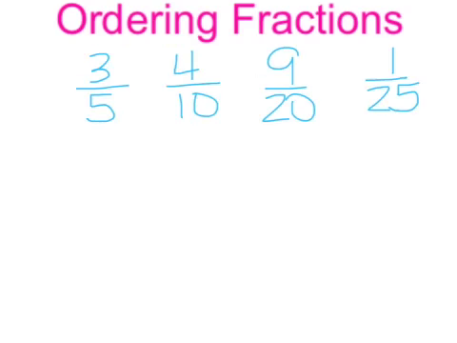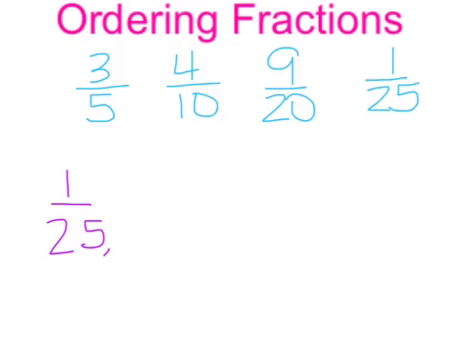Let's look at one more example of this. Here we have the fractions 3/5, 4/10, 9/20, and 1/25. We're going to put these in order from least to greatest, just like we did last time. The smallest one of these fractions is very simply and clearly 1/25. This is because any whole that's split up into 25 pieces is going to have smaller pieces than any whole that's split up into 5 or 10 or 20 pieces. And since only one of those pieces is being considered here, 1/25 is the smallest.